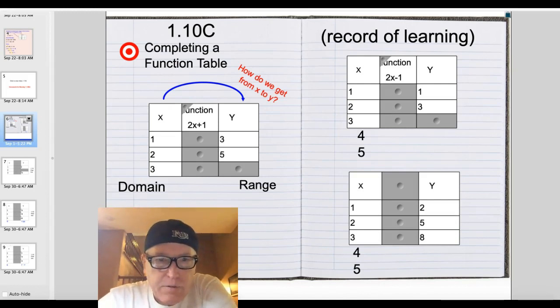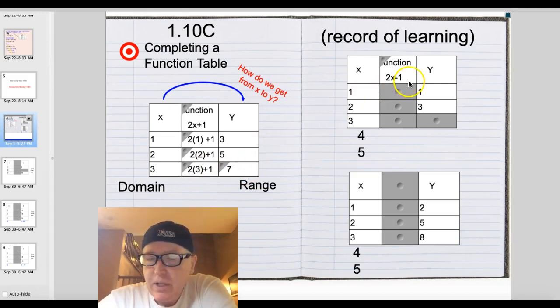Sometimes I'm going to give you the function like in this table here, and you just have to plug it in. Plug in the 1 in place of the x. So if it's 2x plus 1, 2 times 1 plus 1 is 3. 2 times 2 plus 1 is 5. And find the other one, just continue to plug in the x variable, and you get your 7.